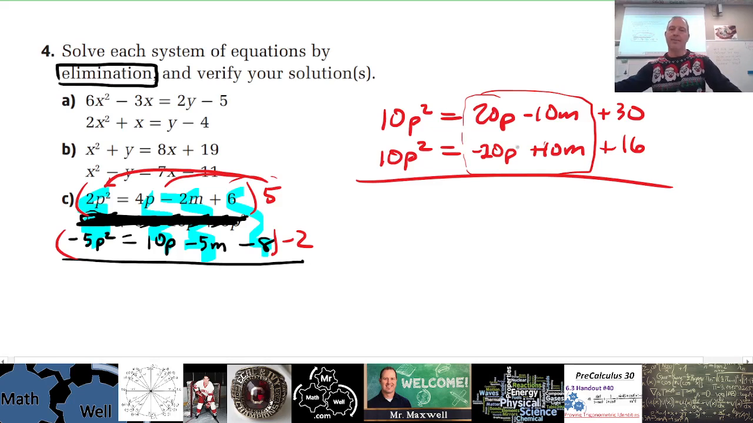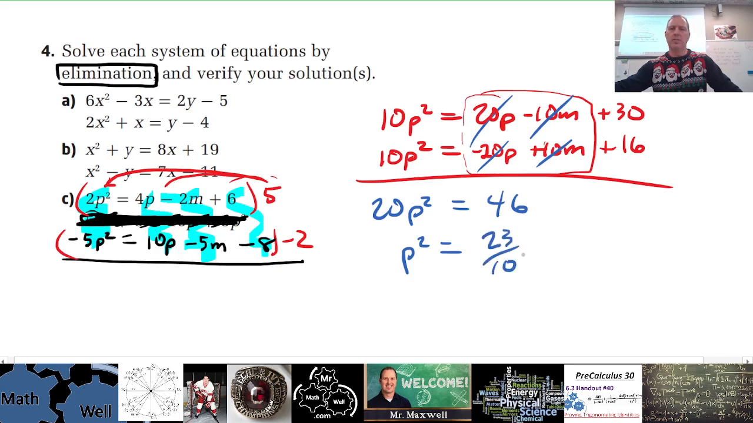I always like adding. So 10 and 10 is 20p squared. These are gone now, and these are gone now, and equals 46, looks like. Okay, divide by 20. What do I get? 23 over 10.